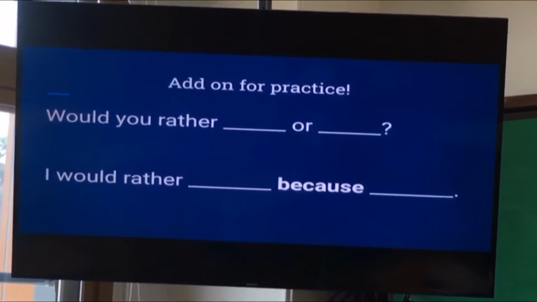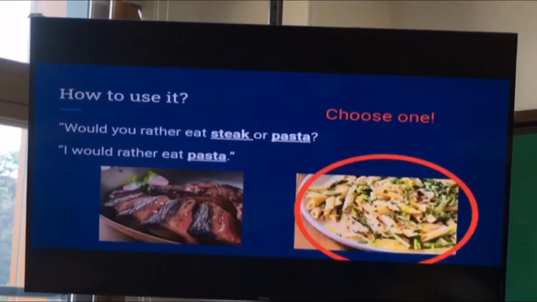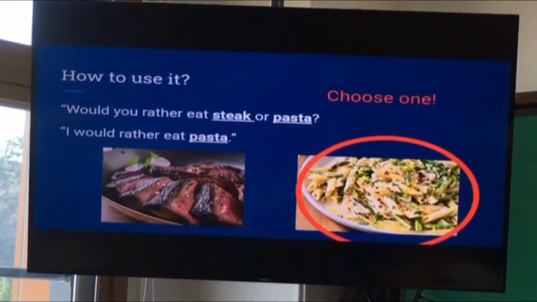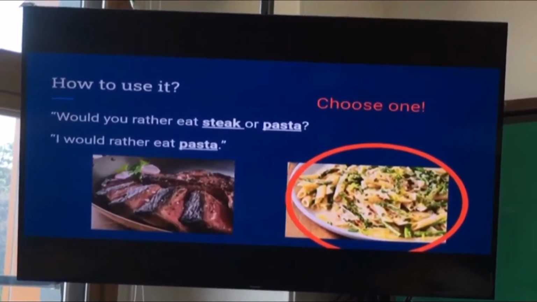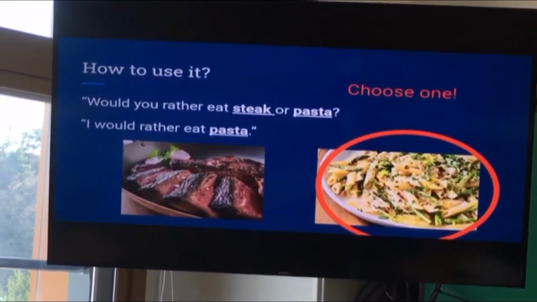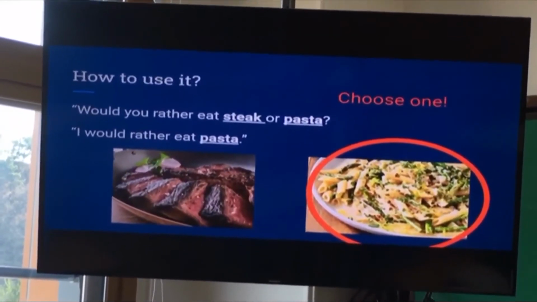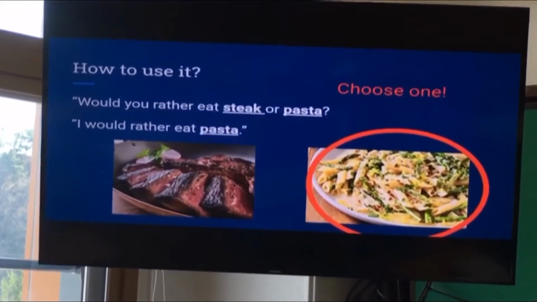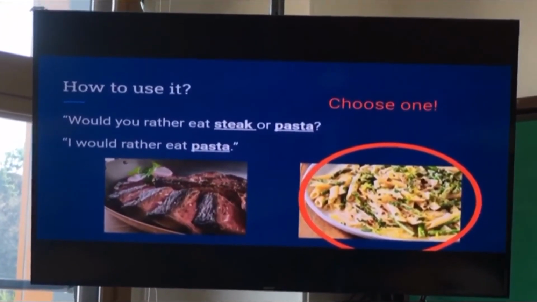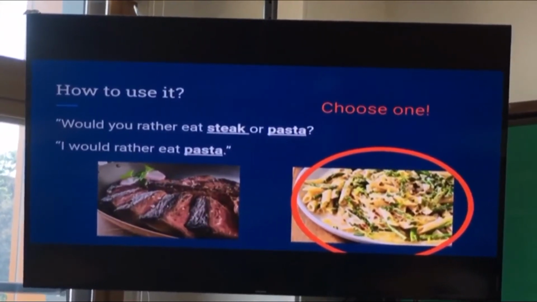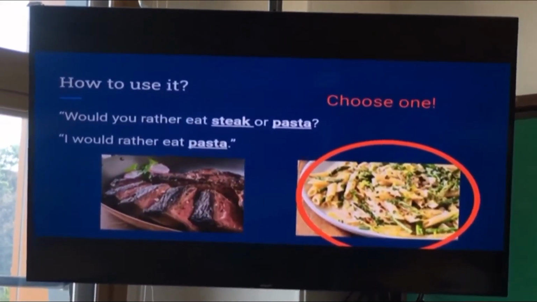So back to our steak and pasta example. You could say, I would rather eat pasta because I'm very hungry today and I think it will make me full faster than steak. Or, if you want a simpler one, you could say, I would rather eat pasta because I like pasta more than steak. So it doesn't have to be difficult or complicated. I just want you to practice using a little bit more English than just a very short answer.